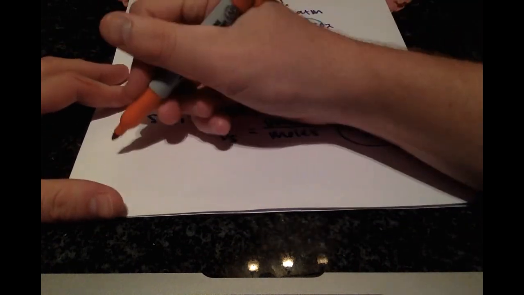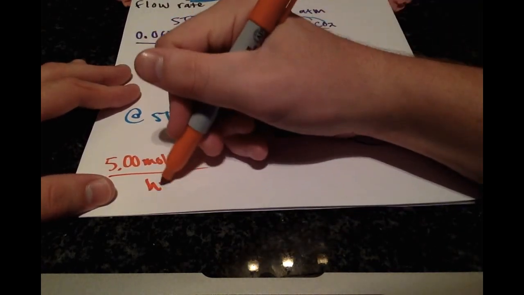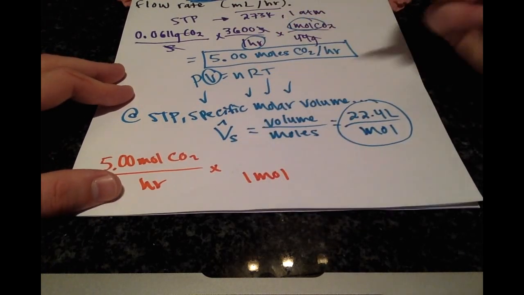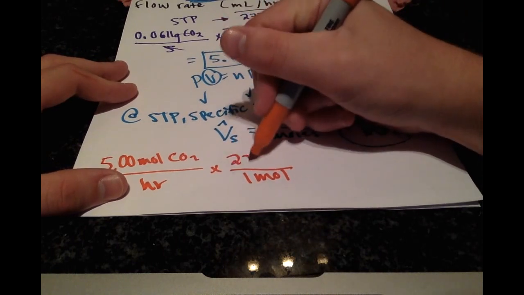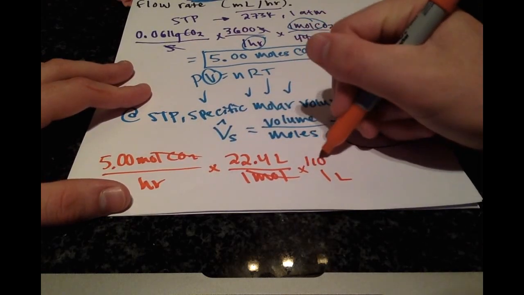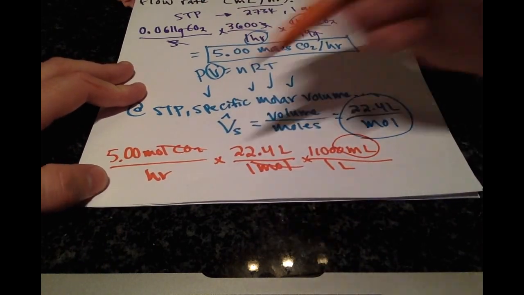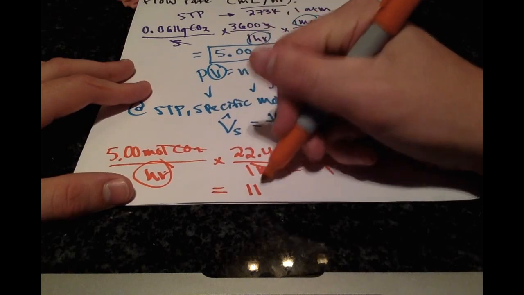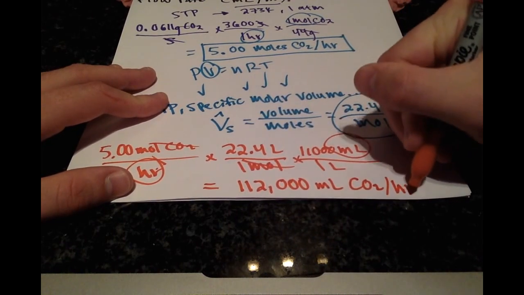And how is it useful? If we write the molar flow rate, so 5 moles of CO2 per hour, we can now do the conversion to get the volume. For 1 mole of CO2, or 1 mole of any gas at standard temperature and pressure, there are 22.4 liters. And then we want milliliters, so for every liter there's 1,000 milliliters. Doing that calculation, we have the units of milliliters per hour, that's what we wanted. So we get our flow rate as 112,000 milliliters of CO2 per hour.